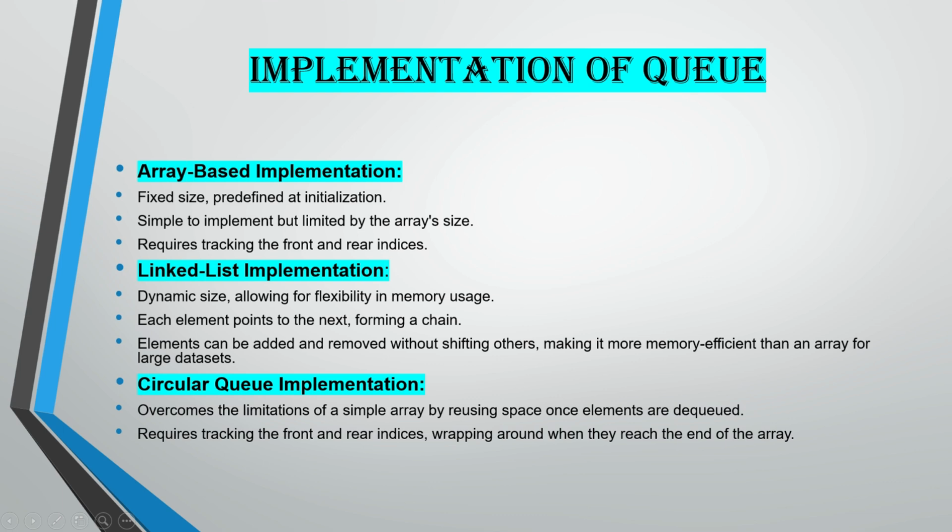In this slide, we'll explore different methods for implementing a queue. First, we have the array-based implementation. This uses a fixed size array defined when the queue is initialized. It's simple to implement but is limited by the array's predefined size. This approach also requires tracking the front and rear indices to manage where elements are added or removed.